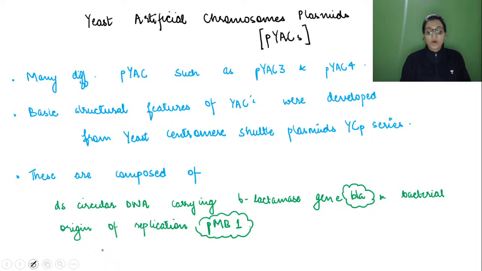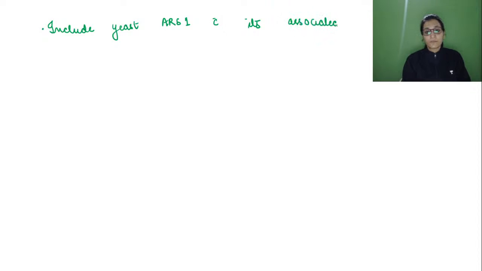They also include the yeast autonomously replicating sequence 1 with its associated centromere 4 DNA sequence, as well as the URA3 selectable marker. So what all does it contain? Yeast autonomously replicating sequence 1, with its associated centromere 4 DNA sequence, as well as the URA3 selectable marker.